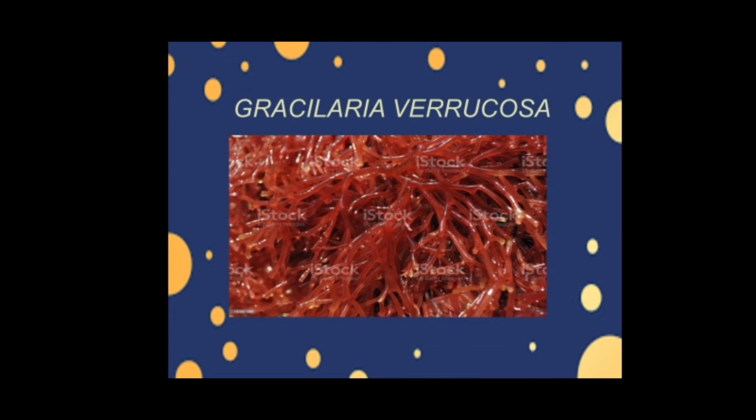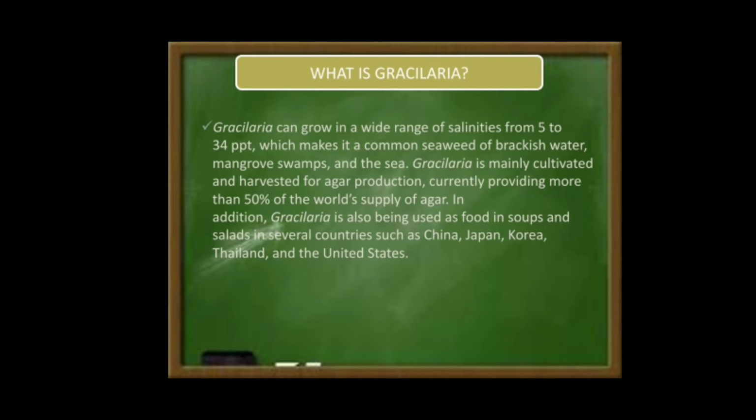Now let us discuss some of the species of the red seaweed. First is the Gracilaria verrucosa. Let us now discuss what is Gracilaria. The genus Gracilaria was established by Greville in 1830 and is the third largest genus in the red algal group, with over 150 species worldwide. Nearly 28 species of Gracilaria have been reported from the Indian coast.